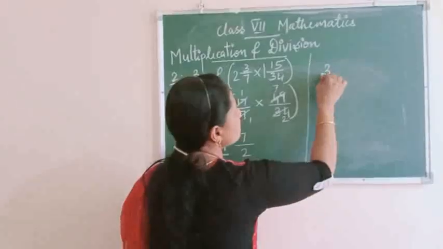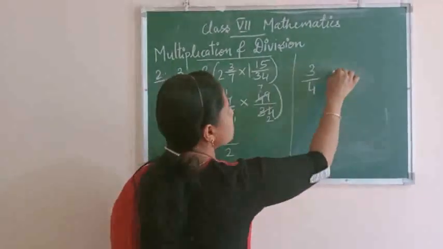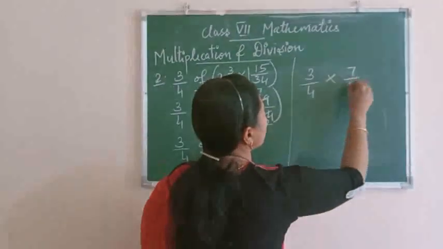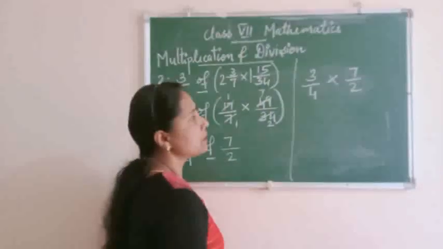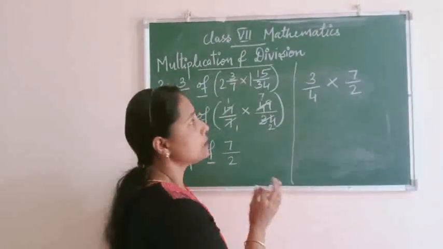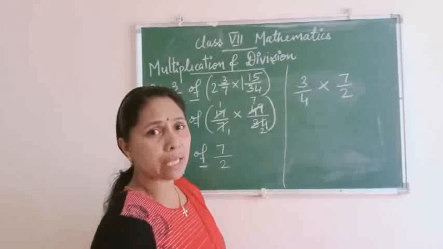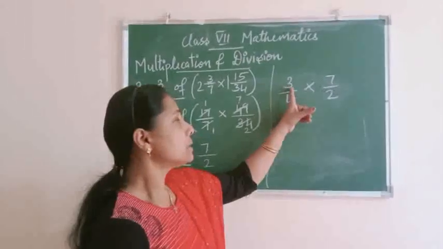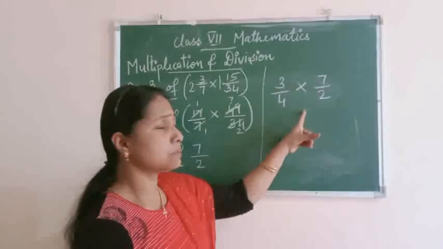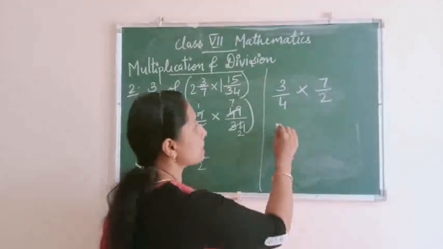Writing once again this 3 upon 4, in place of "of" we put the multiplication sign, and 7 upon 2. Now you check if any number is possible to cancel, do that. If it is not possible to cancel, then you have to multiply the numerators together and the denominators together. Here no number is possible to cancel, so we are multiplying the numerators together.